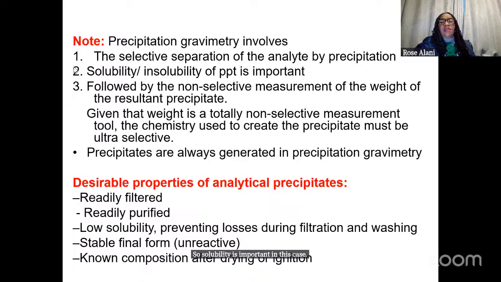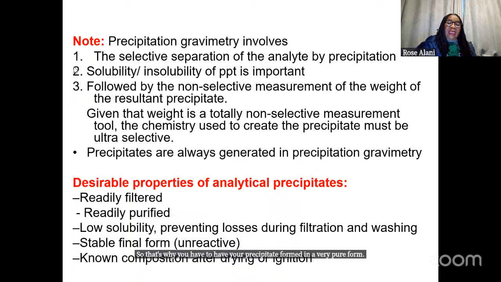And then followed by non-selective measurement of the weight of the resultant precipitate. Measurement of the weight, you just measure the precipitate as it is. You cannot select anything. Whatever is in that precipitate is what you're going to weigh. So that's why you have to have your precipitates formed in a very pure form.